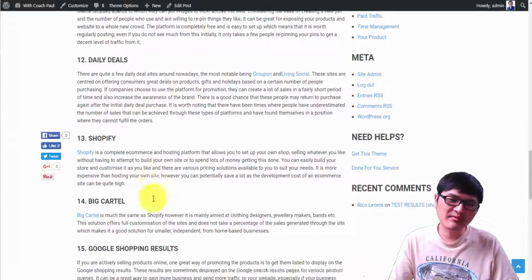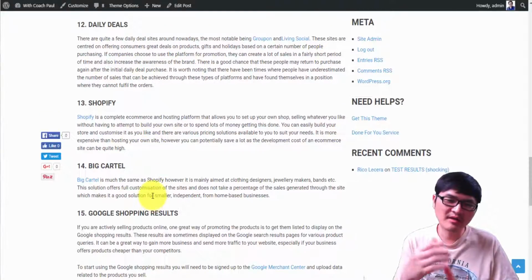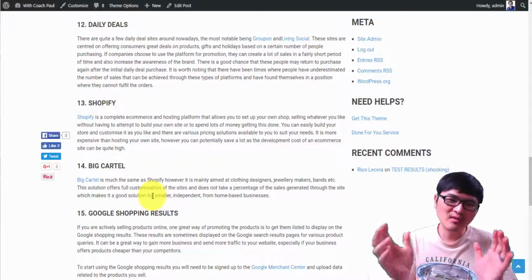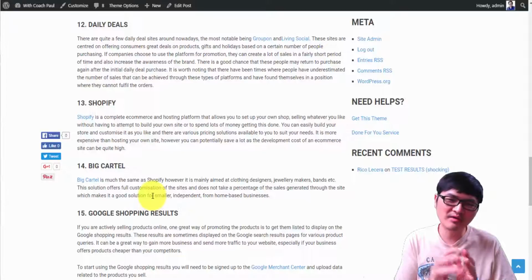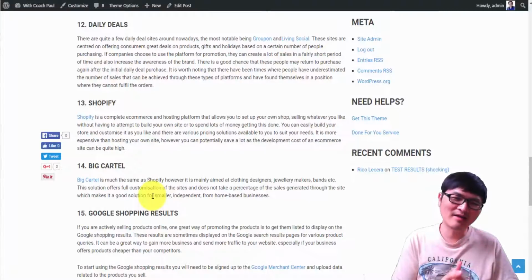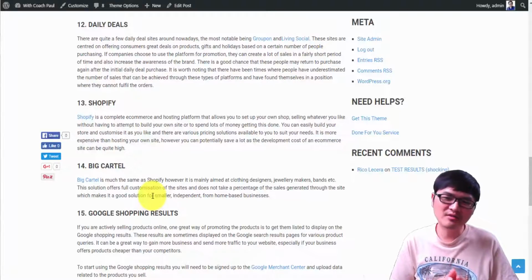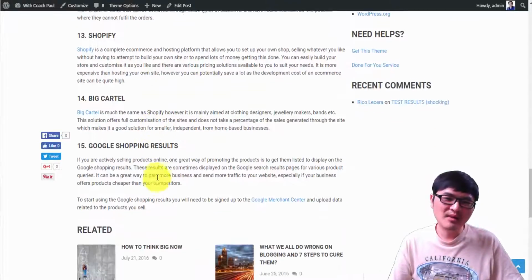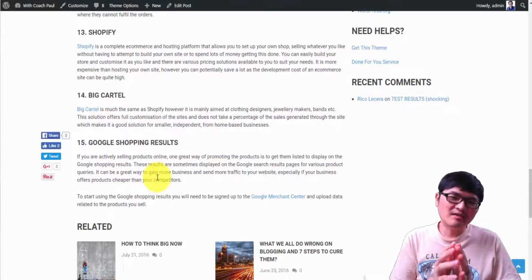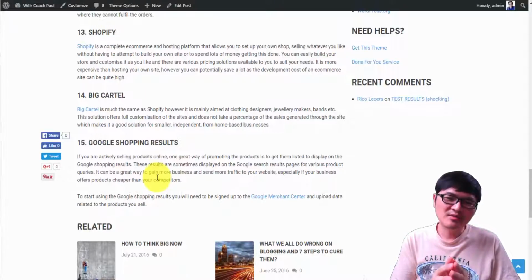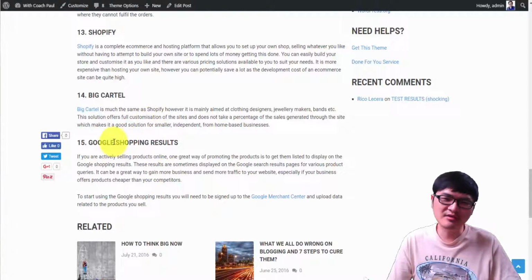Shopify is a complete e-commerce product and hosting platform that allows you to set up your own shop and sell whatever you like, without having to build your own website and spend lots of money. You can easily build your store and customize it as you like, and there are various pricing solutions available depending on your needs. And Bigcartel is much the same as Shopify. It is mainly aimed at clothing, design, jewelry and marketing the brand. If it's that kind of physical product, you can use that.